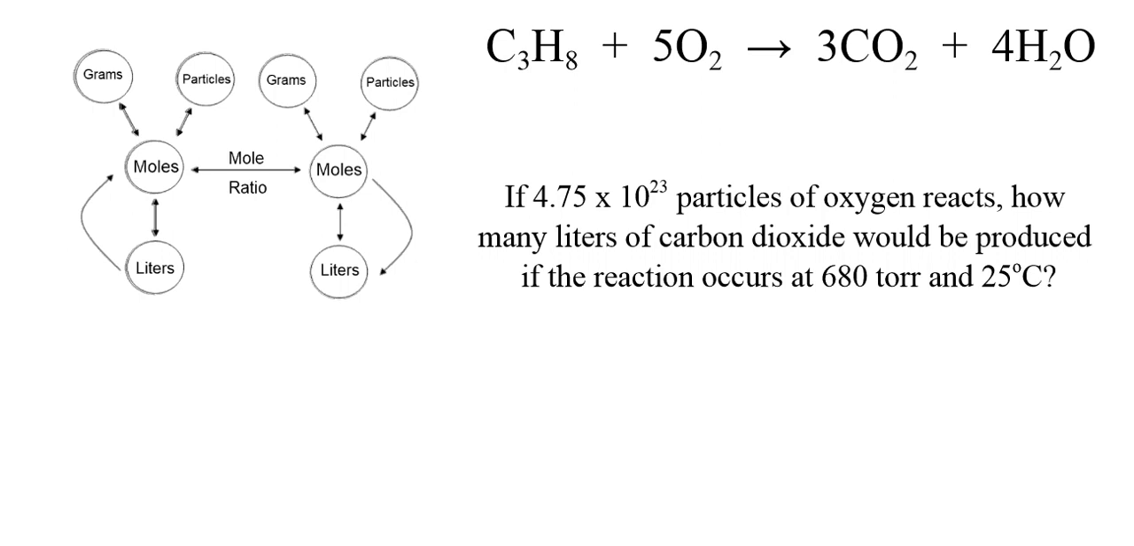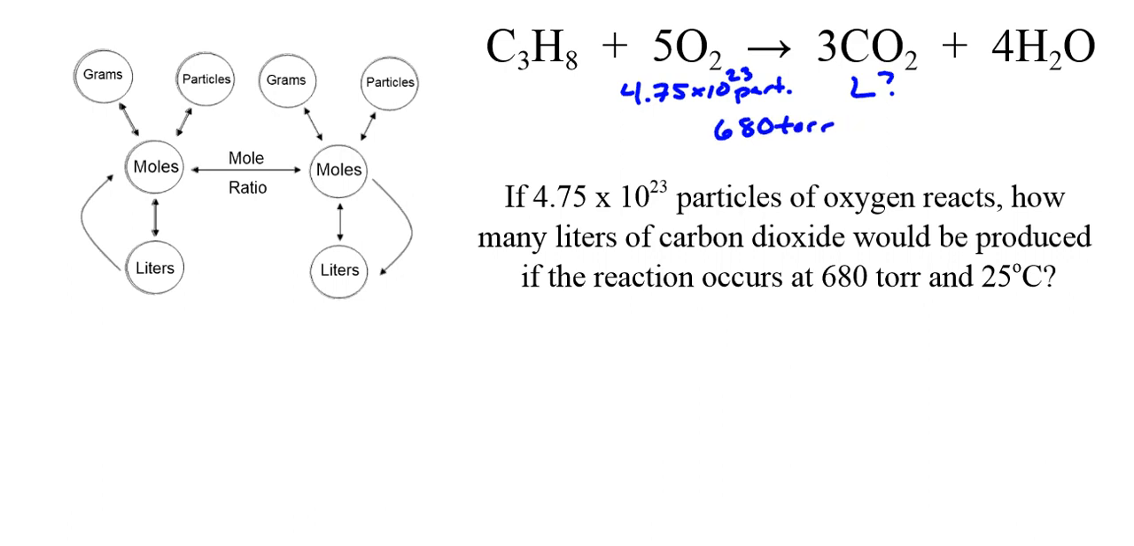Once again, we're using the same equation, so let's take a look at what we have. It says if 4.75 times 10 to the 23rd particles of oxygen reacts, how many liters of carbon dioxide would be produced if the reaction occurs at 680 torr and 25 degrees Celsius? Again, organize your information. So I have that many particles. It says how many liters of carbon dioxide would be produced, and then in general, I'm just going to write this right here. I have 680 torr.